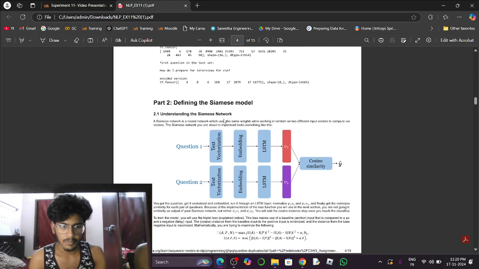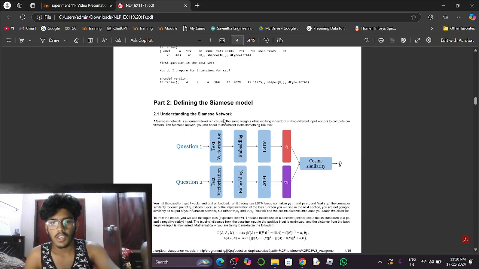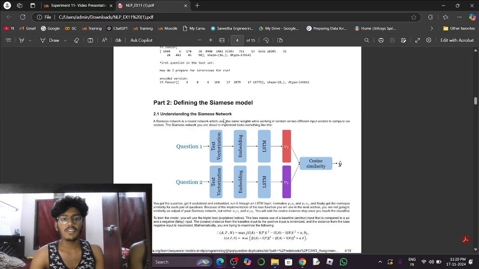So part 2 can be defined as defining the Siamese model, or the program implementation. Firstly, you will have to pre-process the data. Pre-process in the sense, load the data, clean the data, and embed it. The second step in part 2 would be the embedding layer, which converts the questions into a dense representation using embeddings. We can use a BiLSTM layer, which stands for bidirectional long short-term memory.